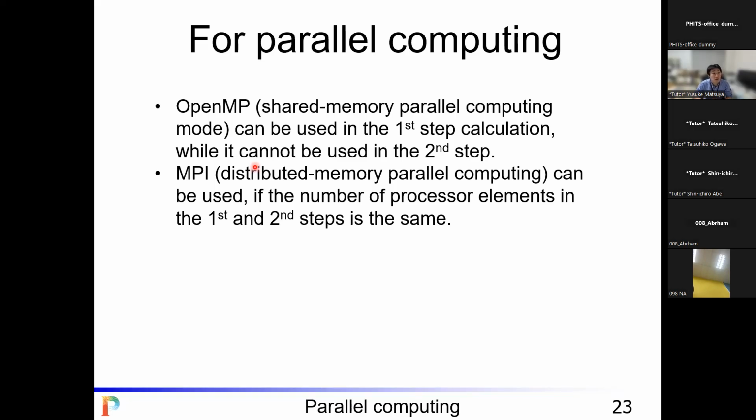Second, note of the parallel computing. The OpenMP can be used in the first step calculation, while it cannot be used in the second step. And MPI can be used. Of course, the MPI can be used when the number of processor elements in the first and second step is the same.